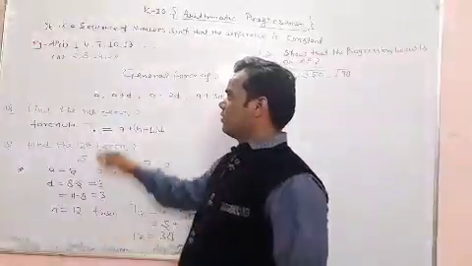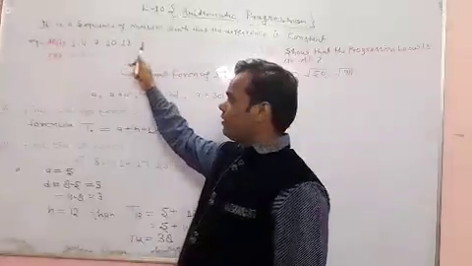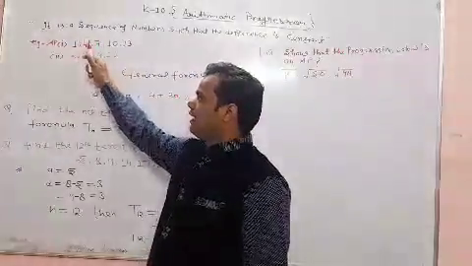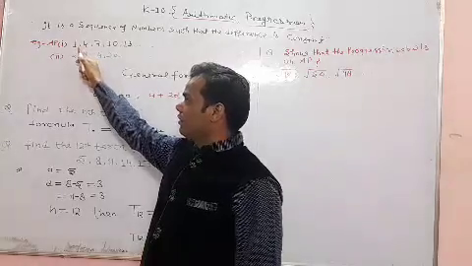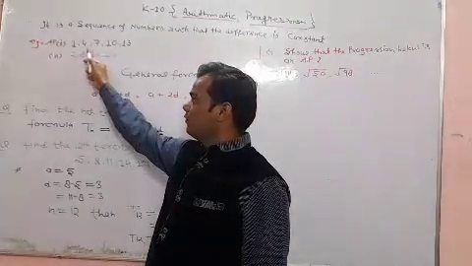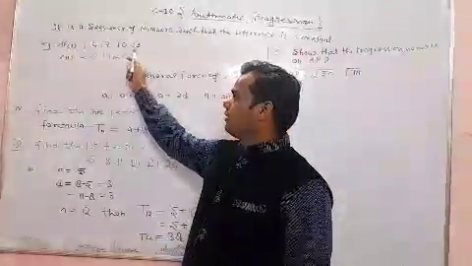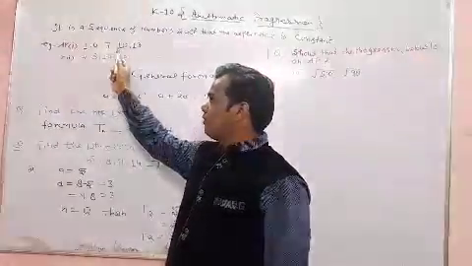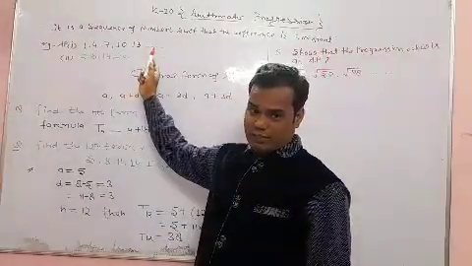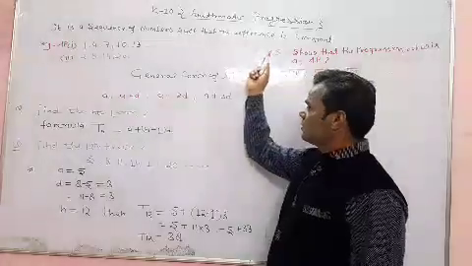For example, 1, 4, 7, 10, 13. Here the first number is 1 and the second number is 4. Then the common difference between two numbers, 4 minus 1, is 3. 7 minus 4 equals 3. 10 minus 7 equals 3. 13 minus 10 equals 3. Here the common difference between two consecutive terms is 3. That means it is constant. So it is a sequence of numbers such that the difference is constant.